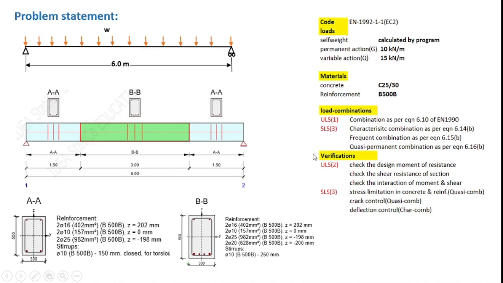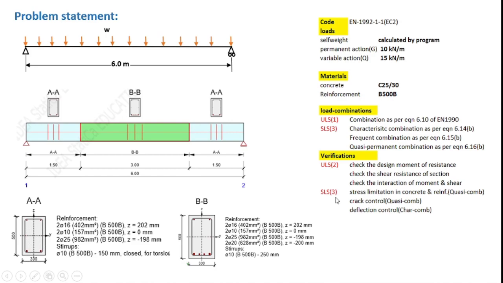Now, what are the verifications that will be carried out under each of these limit states? Coming to the ultimate limit state, we'll go for the design verification for the moment, wherein we will check that the moment of resistance of the section exceeds the moment due to the design actions. We'll go for the verification of the shear resistance of the section, and finally we will also perform an interaction check considering the moment and shear.